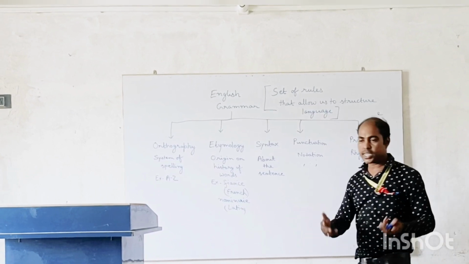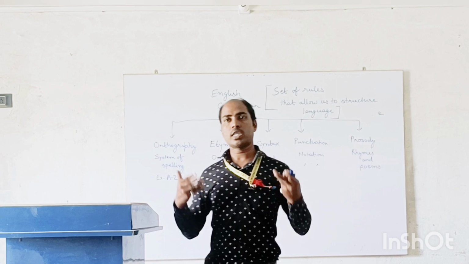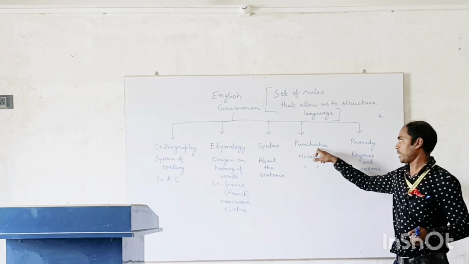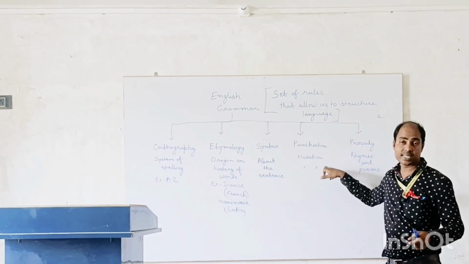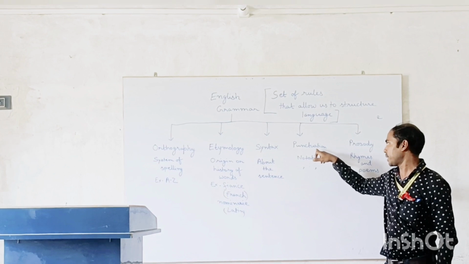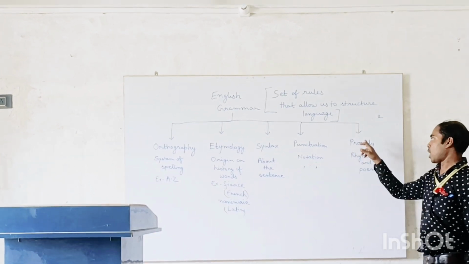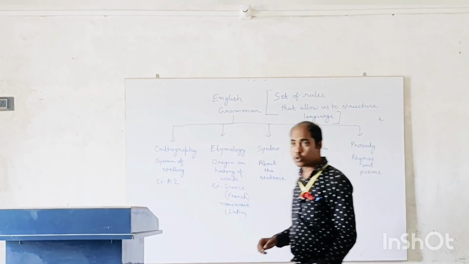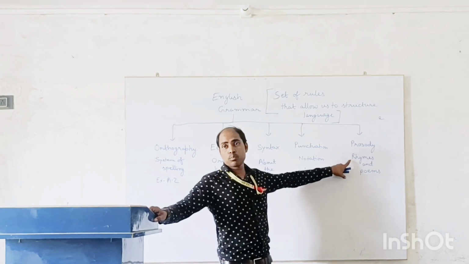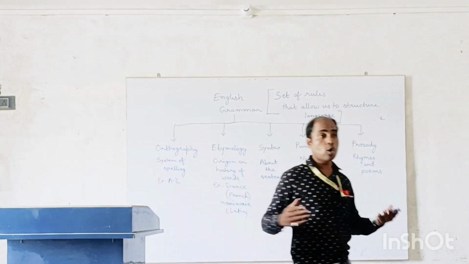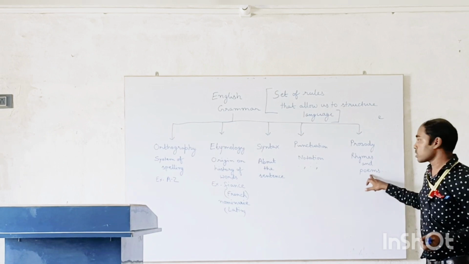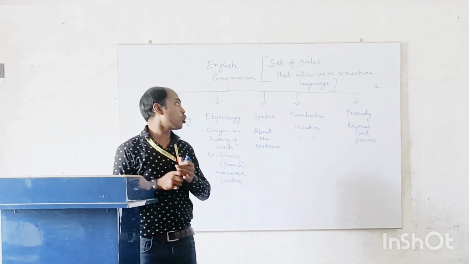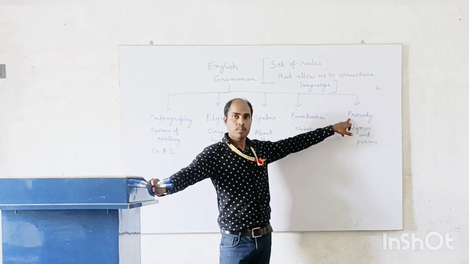In the same way, if we use a comma, a colon or a semicolon, all these punctuation marks come under the category of punctuation. Now, the fifth and final part of grammar is prosody. In prosody, we learn about rhymes and poems, all the rhyming schemes, all the poems which consist of prose and beautiful lines that make the rhyming scheme. All those come under the category of prosody.